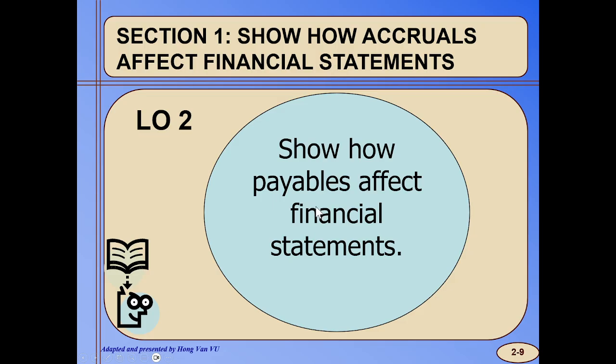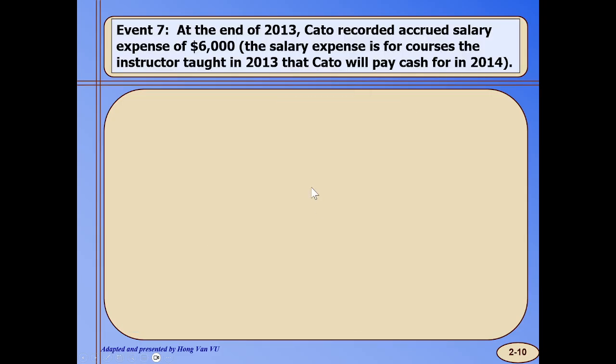So now we move to part 2, learning objective 2, show how the payables affect financial statements. Look at event number 7. At the end of 2013, Cato recorded accrued salary expense of 6,000. The salary expense is for the courses the instructor taught in 2013 that Cato will pay cash for in 2014.